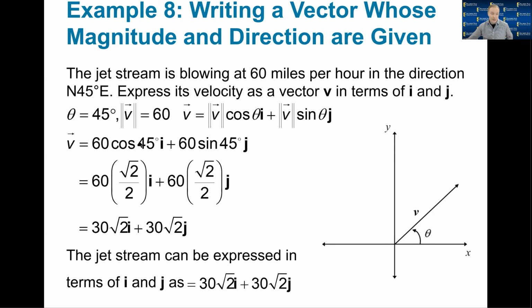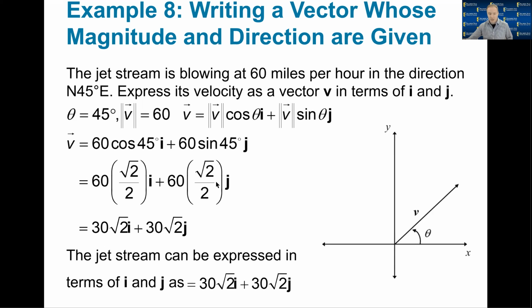Well, then if I said, I want you to find a vector V in rectangular form in terms of i and j that represent this vector, you'd say, no problem. The horizontal component is going to be your magnitude times the cosine of theta, where theta is the angle from the initial x-axis. So that's going to be 60 cosine 45. The vertical component is going to be the magnitude 60 times the sine of the angle theta, which again is 45.